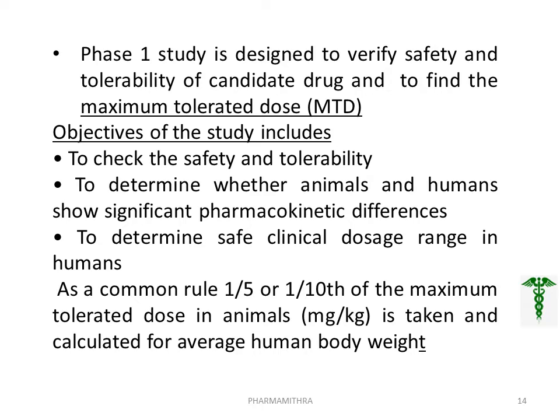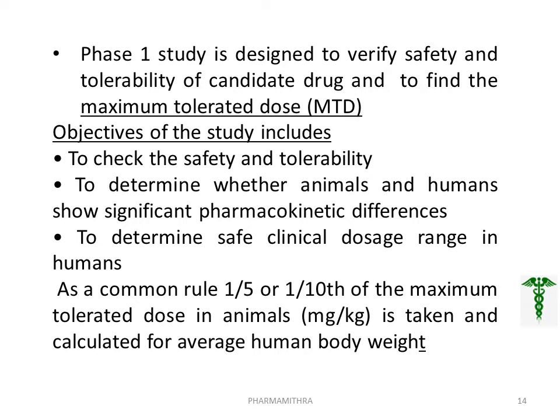In a phase 1 study, we can shortly tell it is done to verify the safety and tolerability of the candidate drug and to find out the maximum tolerated dose, that is MTD. So by using the phase 1 study, we can find out the safety and tolerability to determine whether animals and humans show any significant pharmacokinetic differences, and we can also find the safe clinical dosage range.